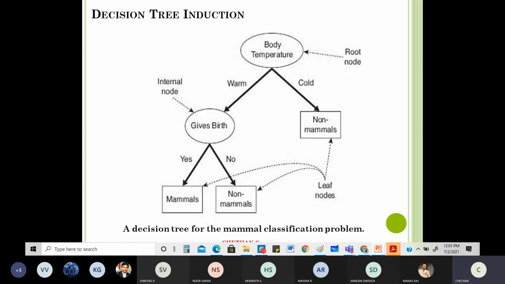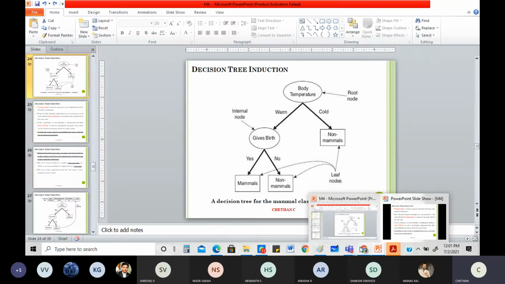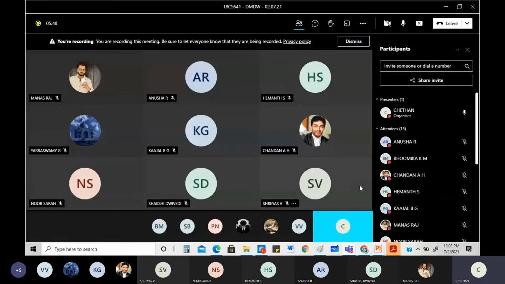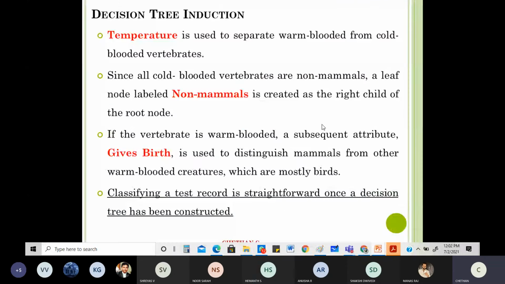See, this is something that we understood. Based on that, if you can explain this, this is what you're going to get. Temperature is used to separate warm-blooded and cold-blooded things. Good. Next, since cold-blooded vertebrates are non-mammals, the leaf node non-mammals is created right at the right child of it. That's how decision trees are basically getting created. Next, if the vertebrate is warm-blooded, the subsequent attribute is gives birth. How does it give birth? Will it be giving birth directly, or is it laying eggs like birds?